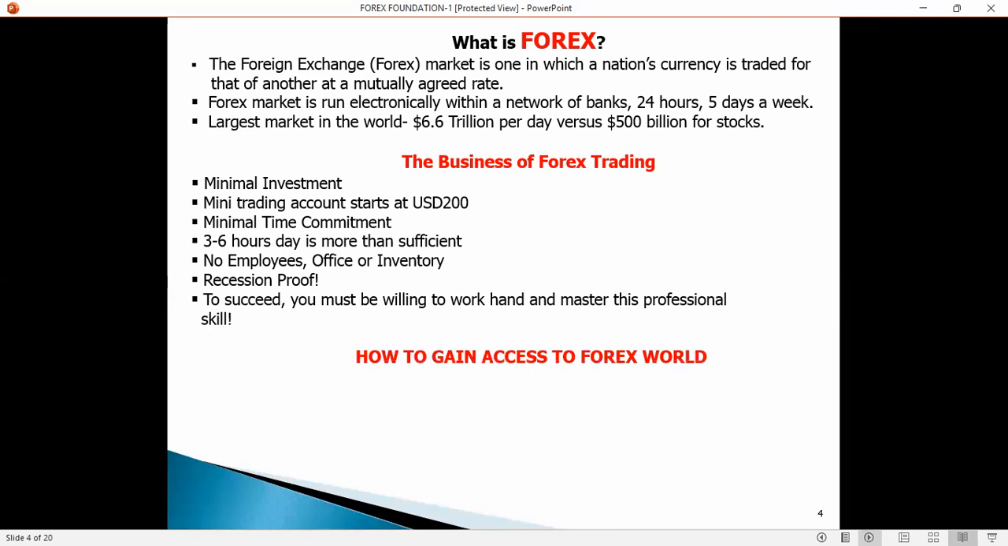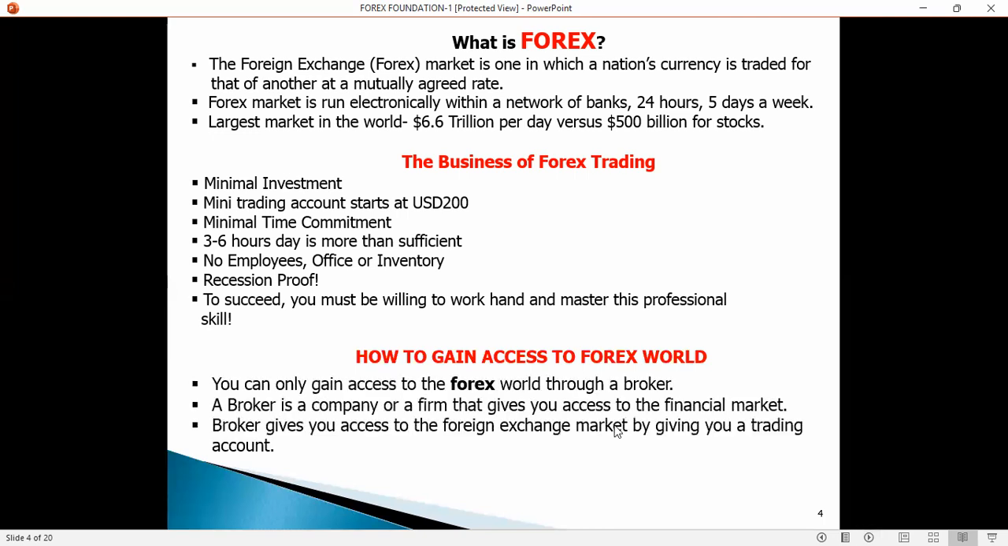All right. So you need to gain access to the forex world through a broker. You can only gain access to the forex world through a broker. It's as simple as that. Who is a broker? A broker is a company or a firm that gives you access to the financial market. Okay, a broker gives you access to the foreign exchange market by giving you a trading account. It's as simple as that.